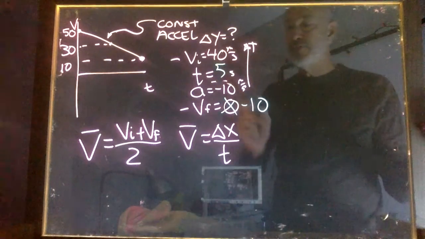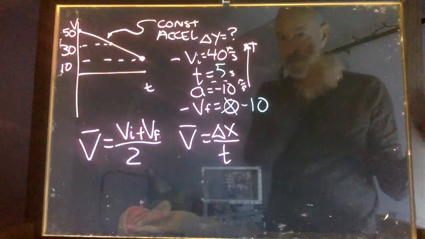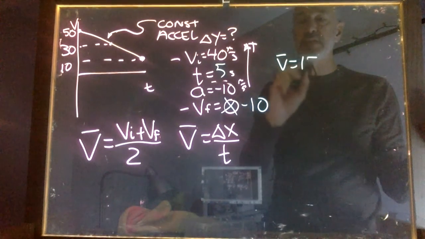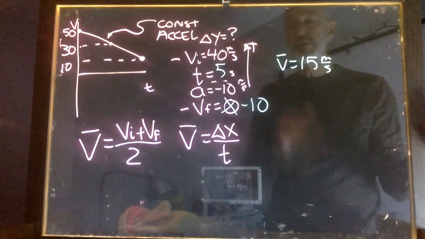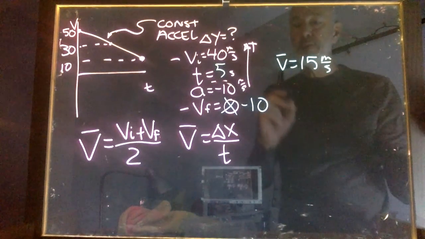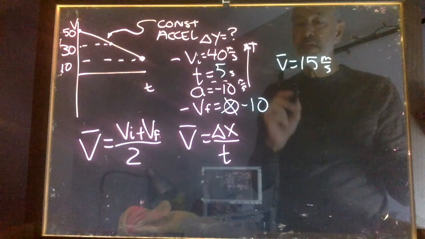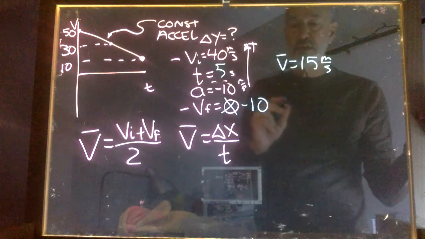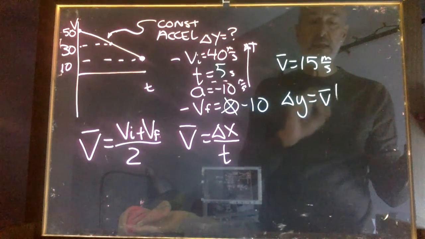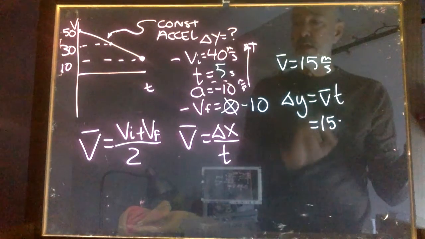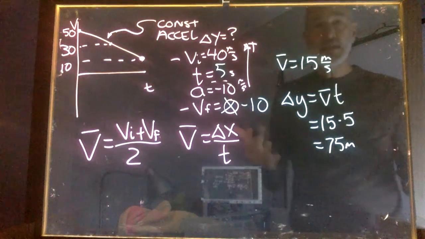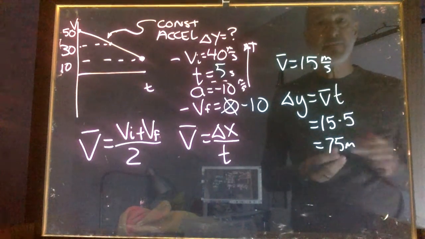Okay, the average of those two, 40 plus -10, is 30 divided by 2. The average velocity is 15 meters per second. Notice that average is smaller than it was before, right? It's starting to come down. Average velocity equals displacement over time. So displacement, delta y, is going to be average velocity times time equals 15 times 5 equals 75 meters. Remember that last one was 80. It's coming down. So it's 5 meters below where it was.